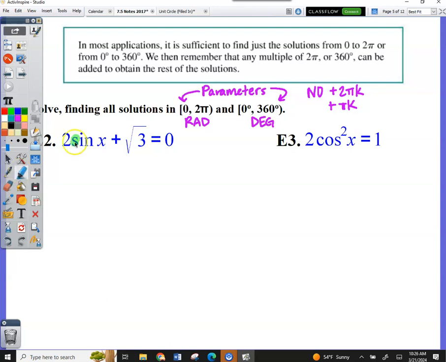The trig function is sine x. We've got two things to do. First, you need to add or subtract anything to the other side. So we got 2 sine x equals a negative root 3. Then we've got to divide by what? 2.